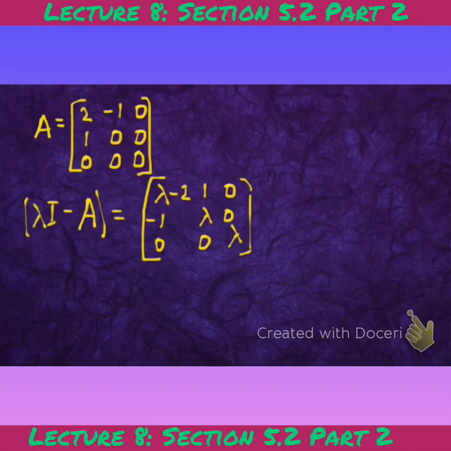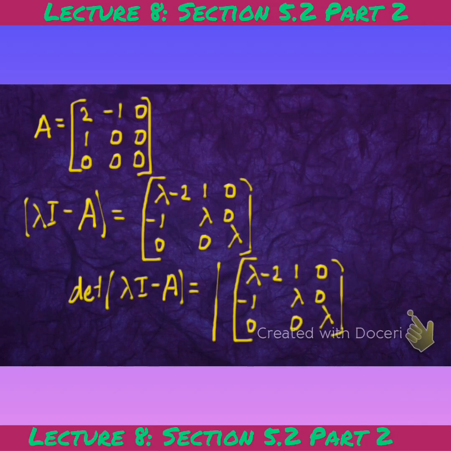Right, so if we look at lambda I minus A, that becomes this matrix here. And then looking at the determinant of this matrix sets up my characteristic equation. So that is basically the determinant of this worked out matrix.